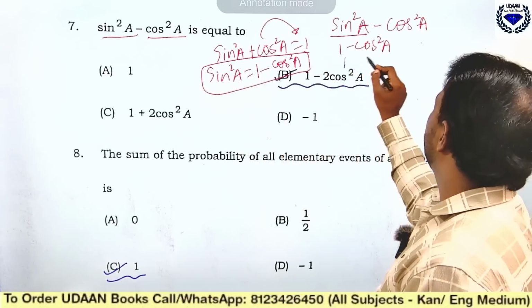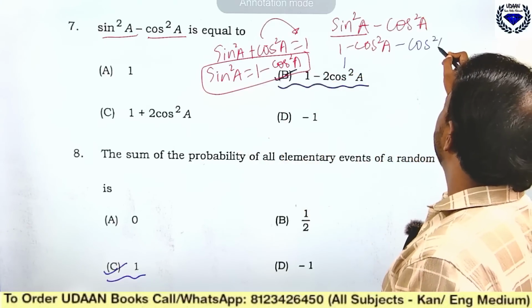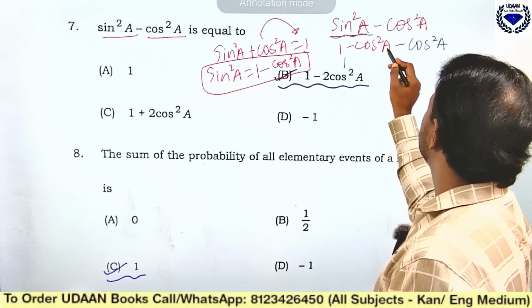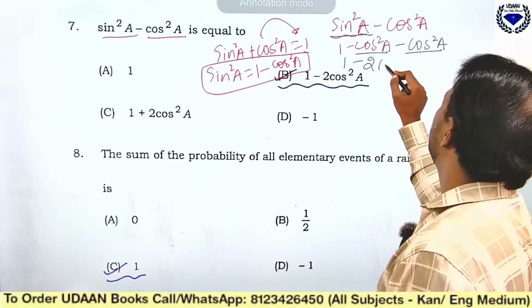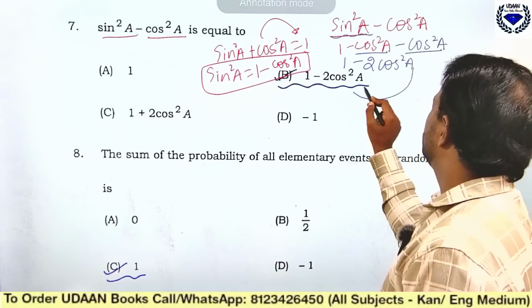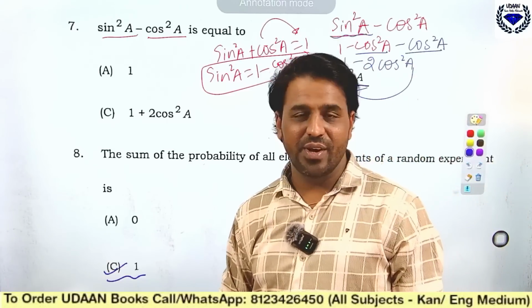Now write this one as it is. Then sin square A is what? 1 minus cos square A, minus cos square A. Minus cos square A minus cos square A will give you minus 2 cos square A. So that will fetch you what? Option B is your right answer.